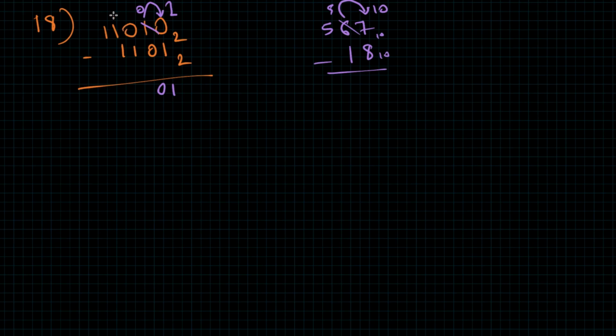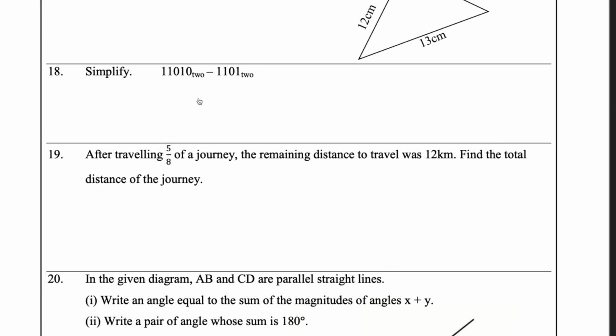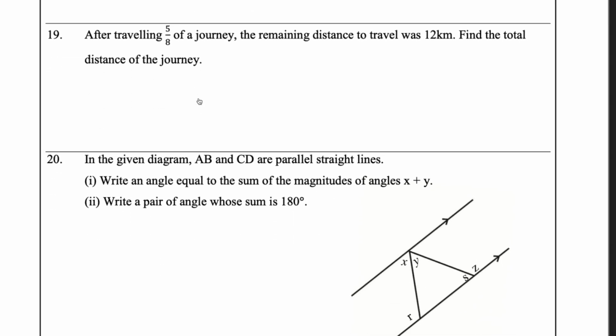Now here we also have the same problem. We bring 2, and it becomes 0. 2 minus 1 is 1, 0. Then we bring 2 here. We have nothing here. Then 2 minus 1 is 1, in base 2. That is how you do it.